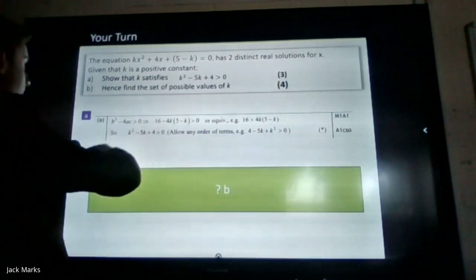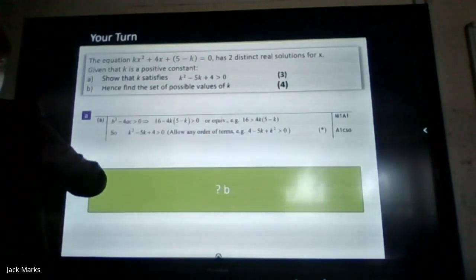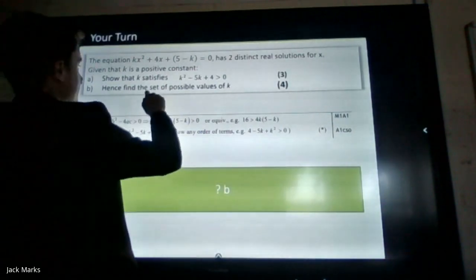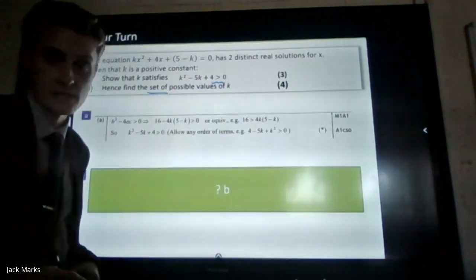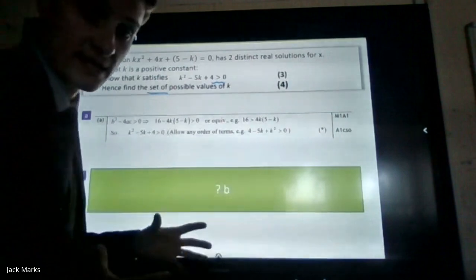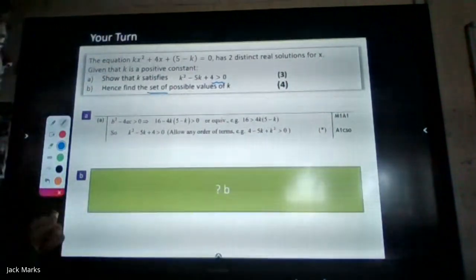And then it says, hence find the possible set of values. So why does it say set of values? Well, it says set of values because you're dealing with an inequality. Yeah, we said this at the start of 3A. It sometimes has a set of values.